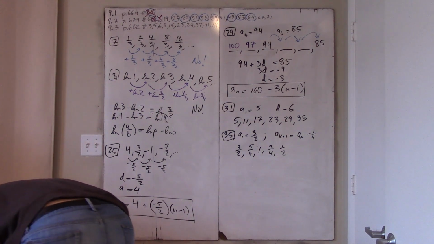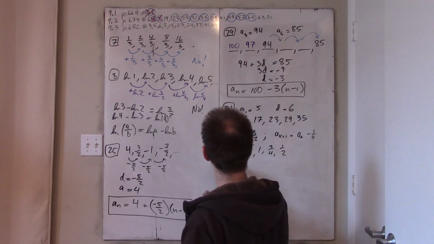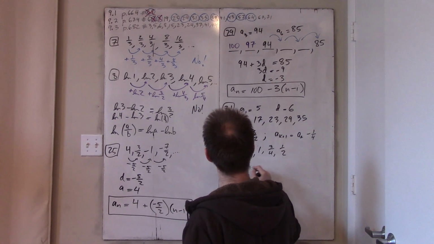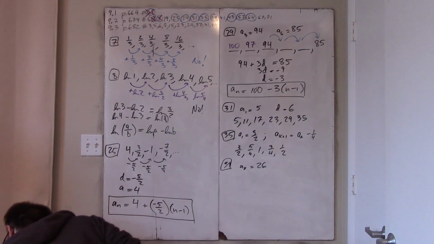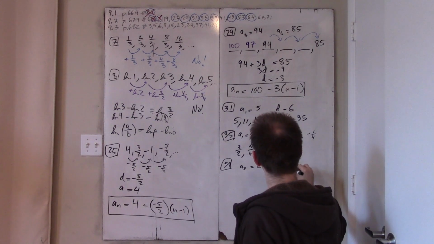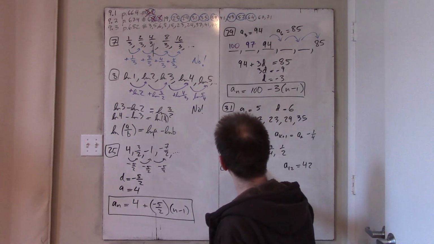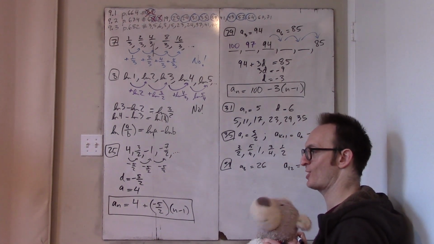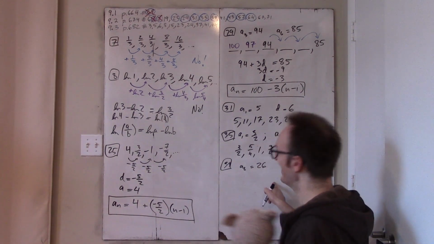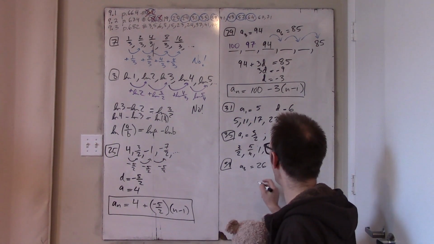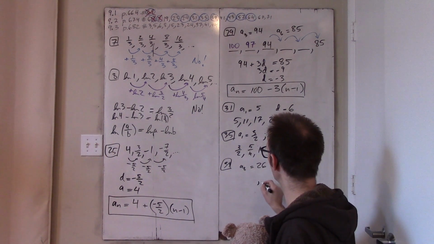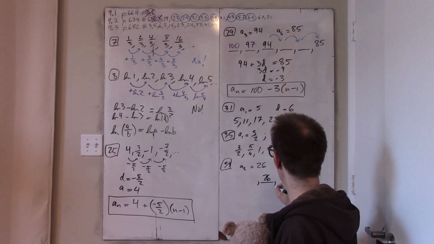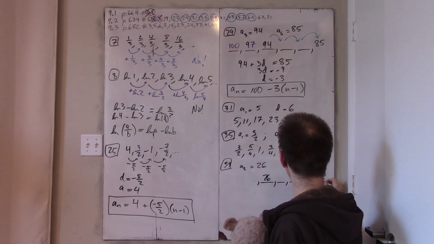39. The 8th term is 26, and the 12th term is 42. Okay. Izzy, what should we do next? I think we should make a picture. Okay. So once again, maybe now I'll just not draw all of them out. But this is the 8th term, which is 26. I don't know the 9th term, 10th term, 11th term, and now the 12th term is 42.